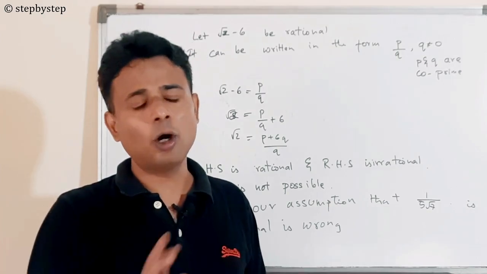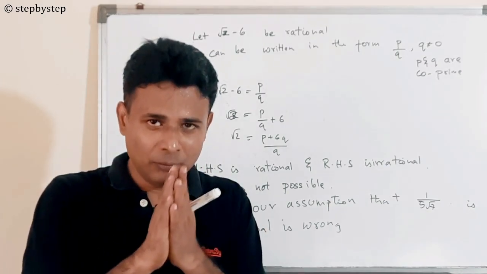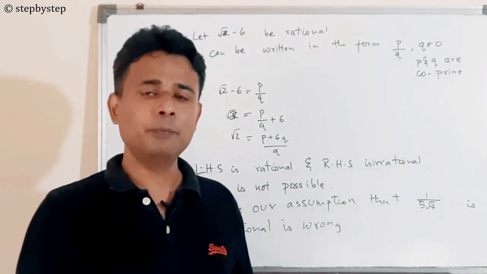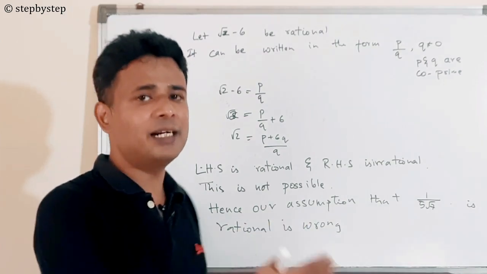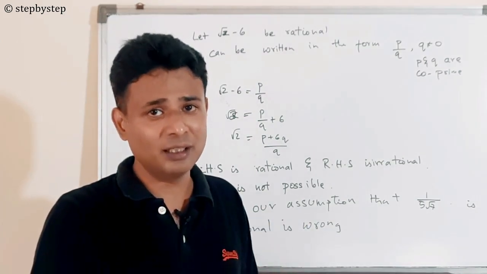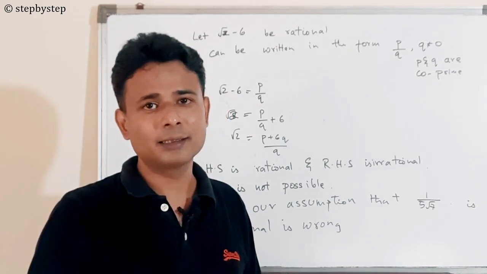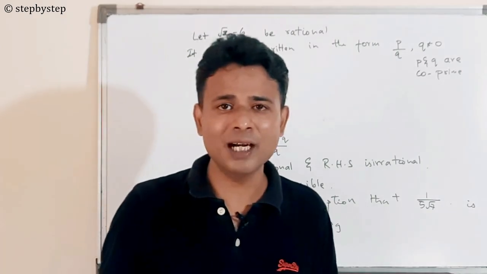In those kinds of questions, all you have to do is keep the irrational number on one side and transpose everything on the other. And hence you will prove, because left hand side and right hand side are rational and irrational, which is not possible, you can tell that it is irrational. So I hope you have understood this module.